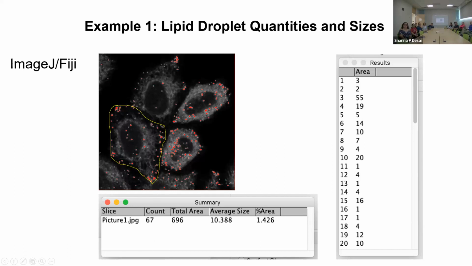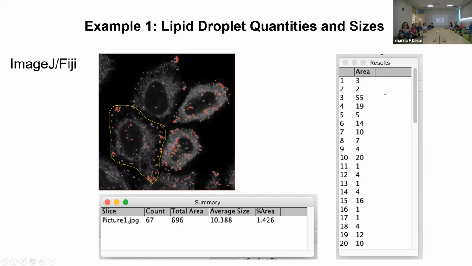Use a function called analyze particles, or particle analysis. Then the software can tell you how many puncta you have in these cells. Now we have 67 puncta. That means 67 lipid droplets we defined. And the total area is this, and this area becomes like 1.4% of the entire cell area. So we know how many or how much lipid droplet is in these cells.